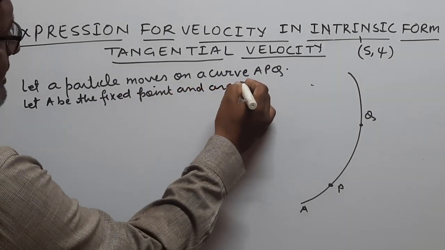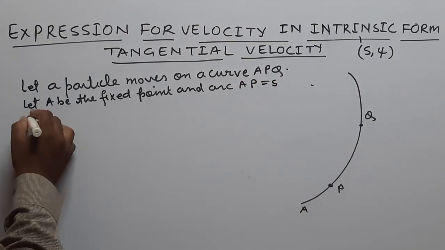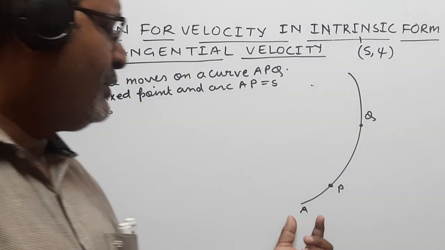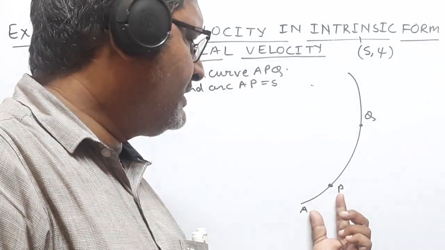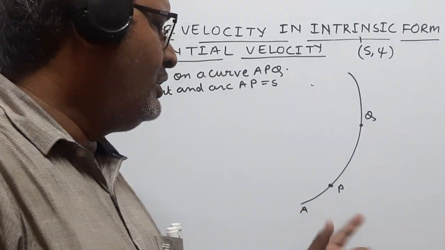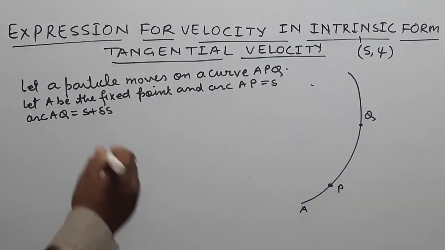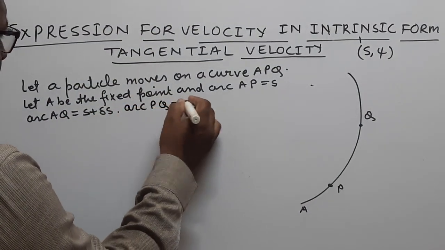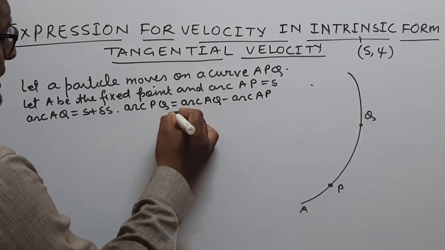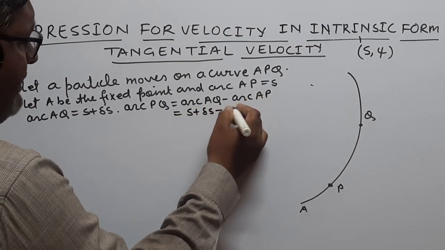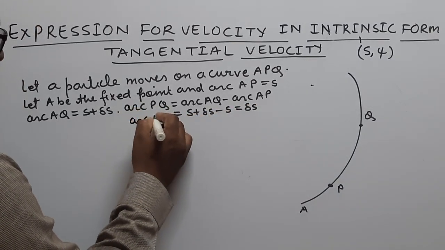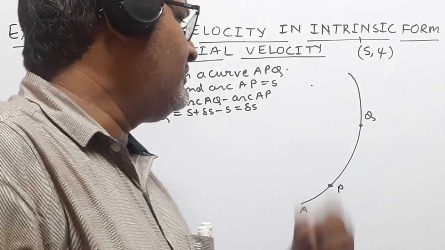Arc AP is equal to s, and arc AQ is equal to s plus del s. Here A is the fixed point. We suppose the length of arc AP is s and the length of arc AQ is s plus del s. Now we find the arc length of PQ. Arc PQ is equal to arc AQ minus arc AP, which is s plus del s minus s. So s is cancelled out, and arc PQ is equal to del s.